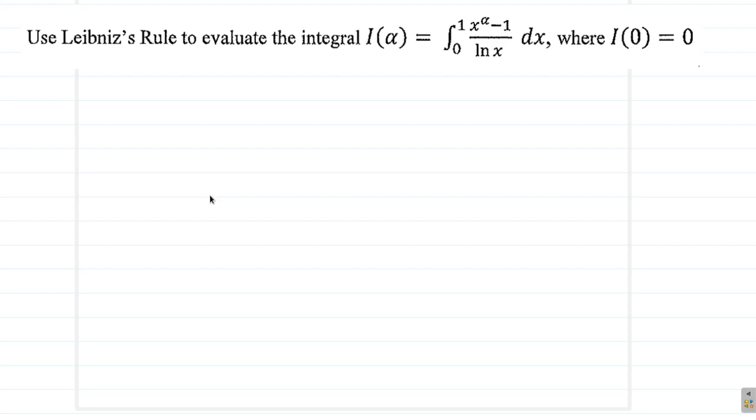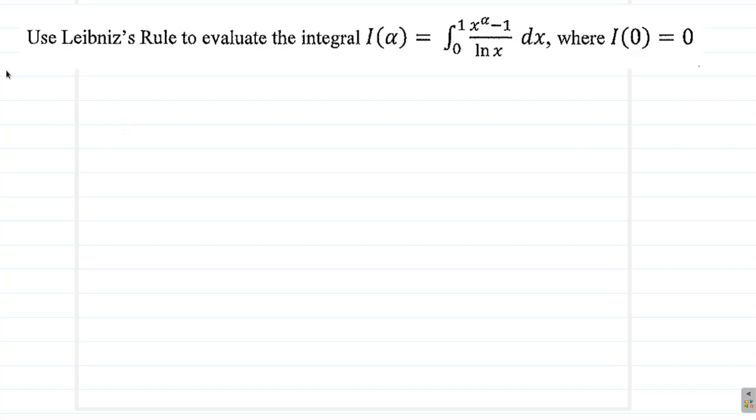You're asked to use Leibniz rule to evaluate the integral I of alpha equals the integral from 0 to 1 of x to the alpha minus 1 over ln x dx, where I of 0 is equal to 0. Now this type of problem follows a similar pattern. That's how we'll work it out here. Alright?